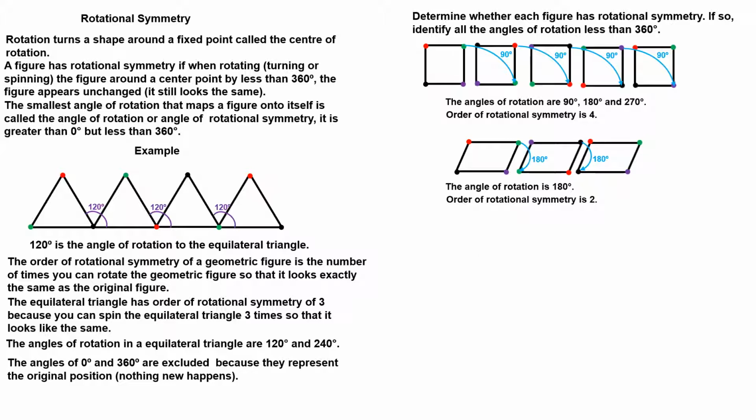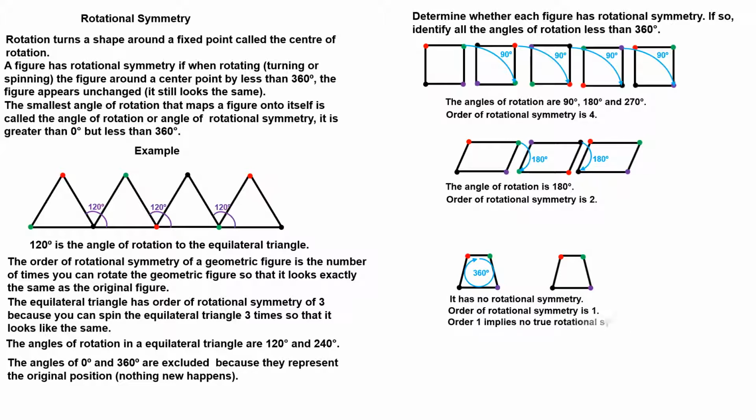Pay attention now. The order of rotational symmetry for any shape like this would be 0. It has no rotational symmetry because it took 1 rotation to get back to the original position. Order 1 implies no true rotational symmetry exists.